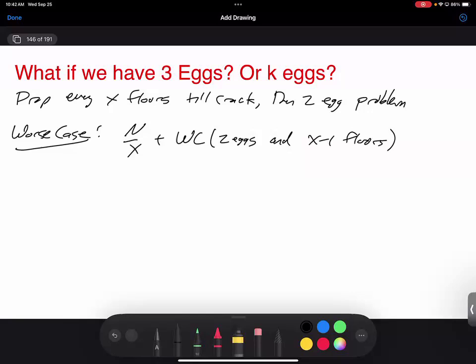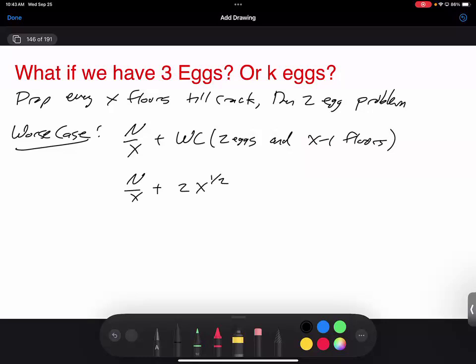What is the runtime, the worst case scenario, if we have n floors? We just said it was 2 square roots of n, right? So this would be n over x plus 2 square roots of x minus 1. Does anybody really want to do square root of x minus 1? What should we do? Square root of x.